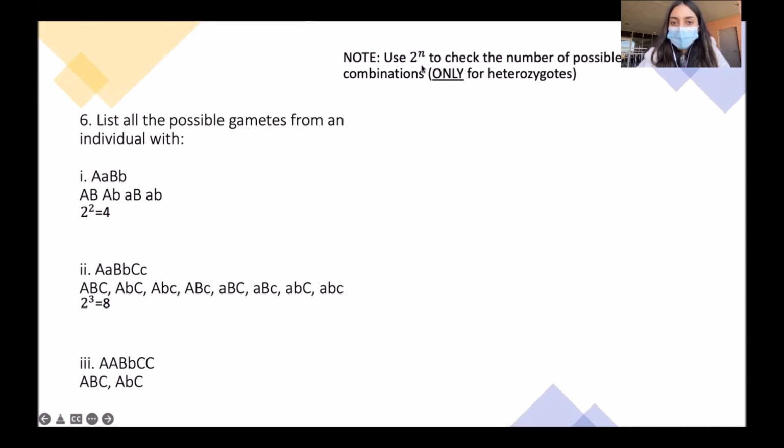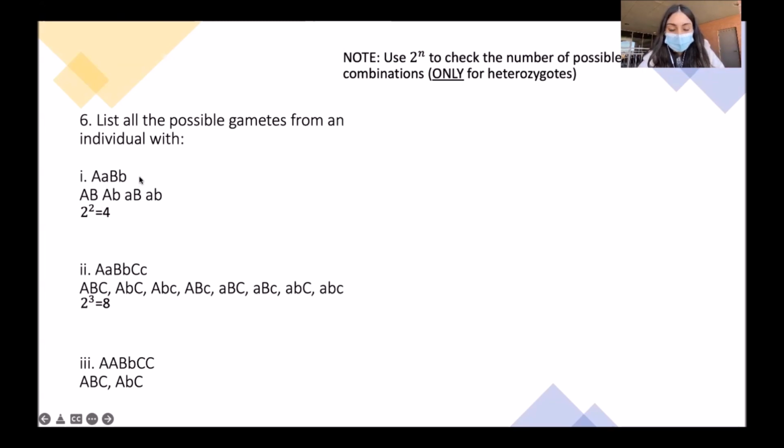It's 2 to the n, and n is going to be the number of letters we see, okay? So we see A, so it's going to be 1, and we see B, so it's going to be 2. So for this, we're going to have 2 to the 2, 2 to the second is going to be 4. And that's what we got. We got 4, so we're fine. And that's how we check. But it only works if all of them are heterozygous, okay?